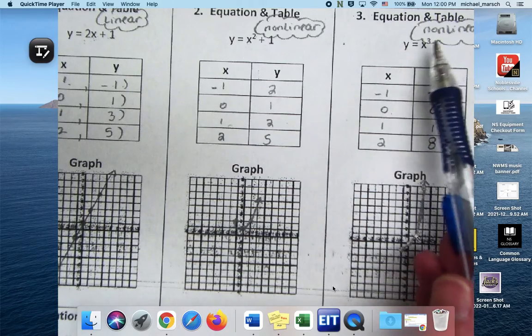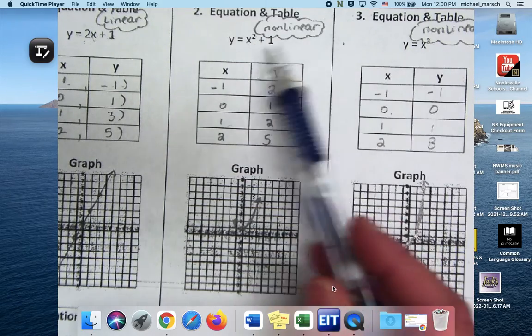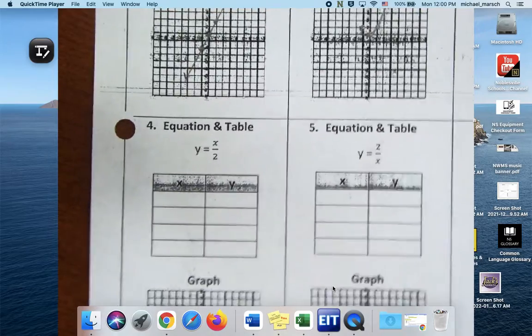Again, this has an exponent, right? Everybody see that? Okay. Let's move on to the next one.